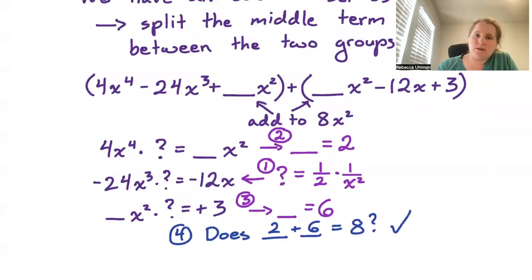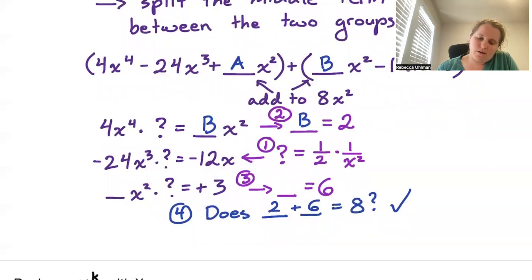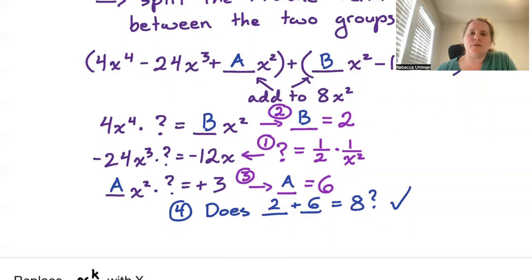So we have our split. The first blank was actually here. I should label these. So this will be A and B. So the 4x to the fourth times question mark should equal bx squared. So we get that b is equal to 2. The ax squared times question mark should equal 3. So we get that a is equal to 6.